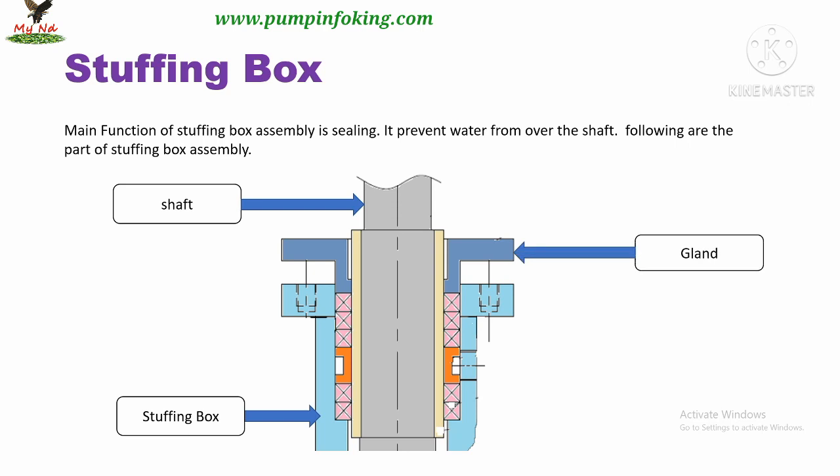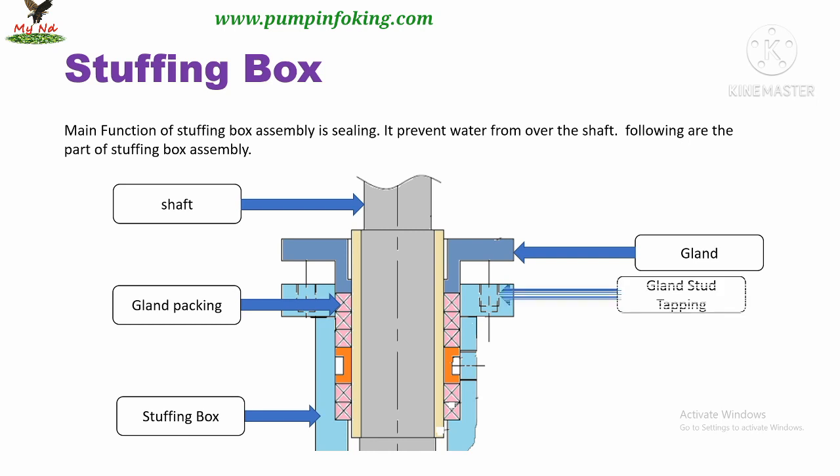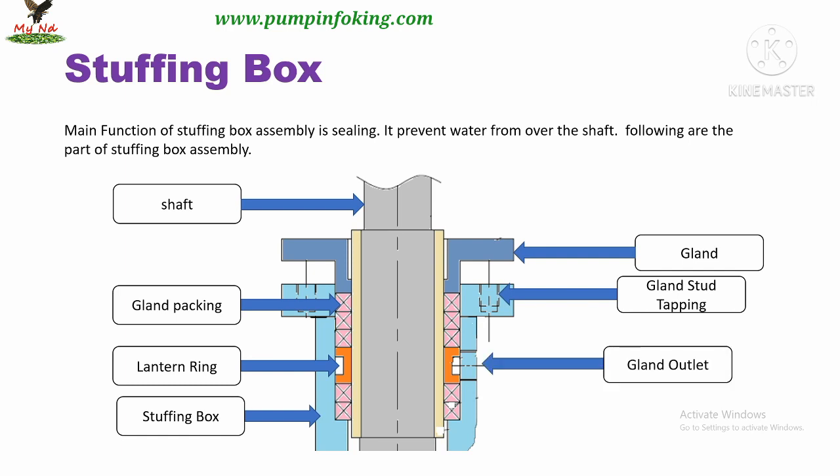Third one part is the gland. This is the gland packing. It uses graphite cotton or Teflon packing. These are the gland studs, and these are the gland stud tapping used to clamp the gland. Fourth one is the lantern ring, or it is called a lock ring. This is the gland outlet. These are also sleeves to protect the shaft.